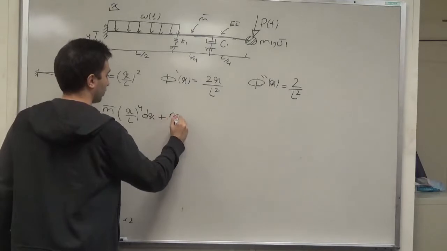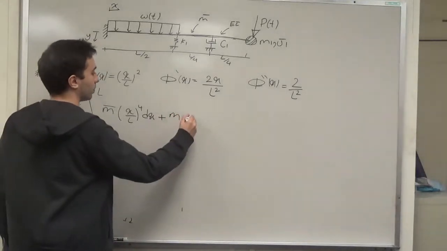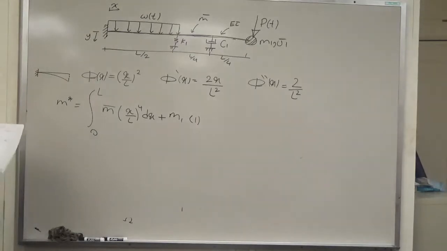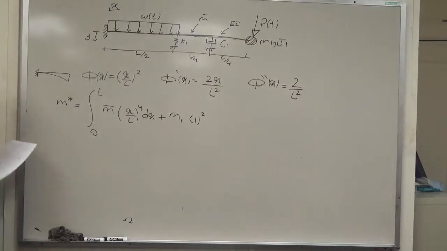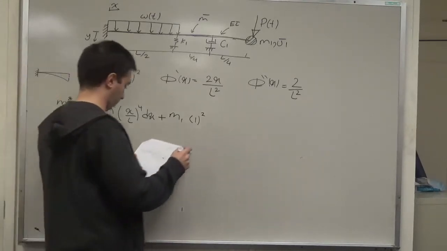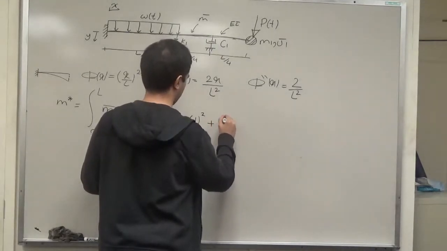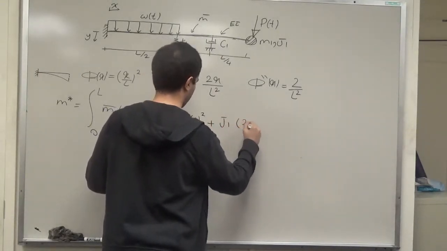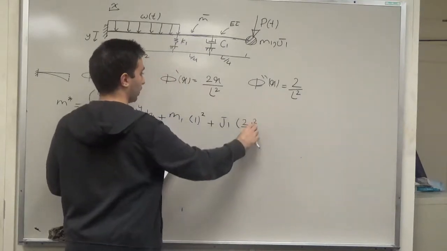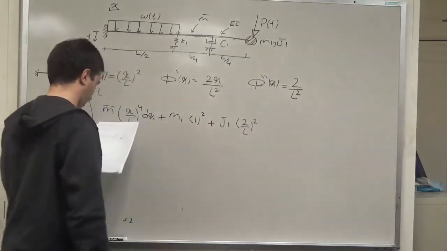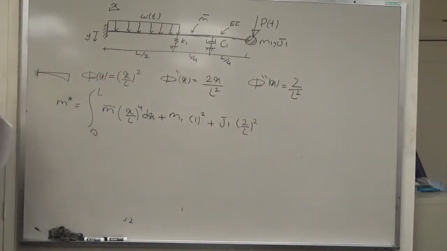plus, now the mass M1. In this case, the phi is just 1, right? Because where the mass M1 is located, if you substitute the phi, which is x over L, you can see that it's a 1, so it's 1 squared. Now you also have the J. So that's going to be plus J1 multiplied times the derivative of the phi at that location squared. Now let's look at the derivative of the phi. At x equal to L it is 2 over L, and so 2 over L squared. Okay, so that's our M asterisk.